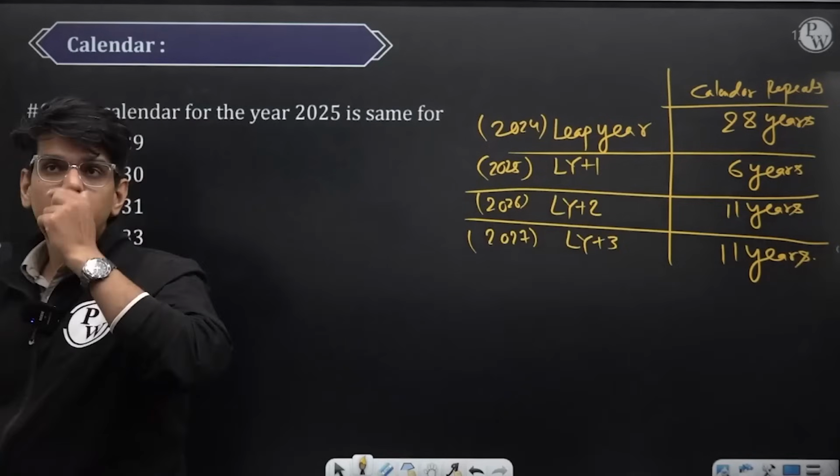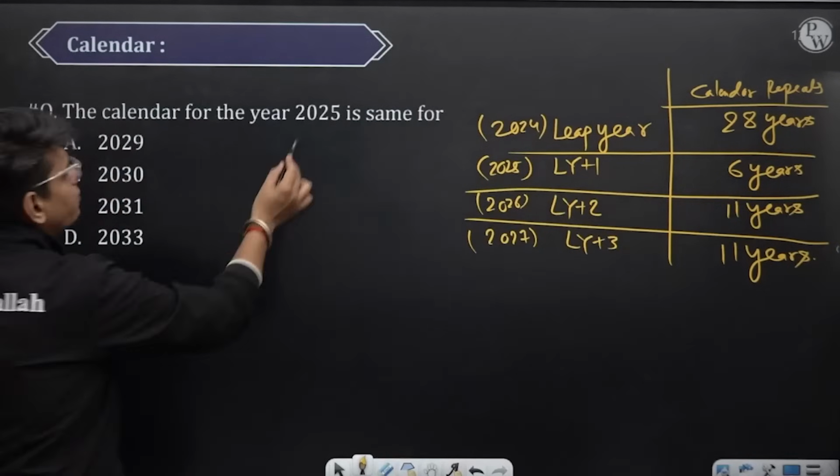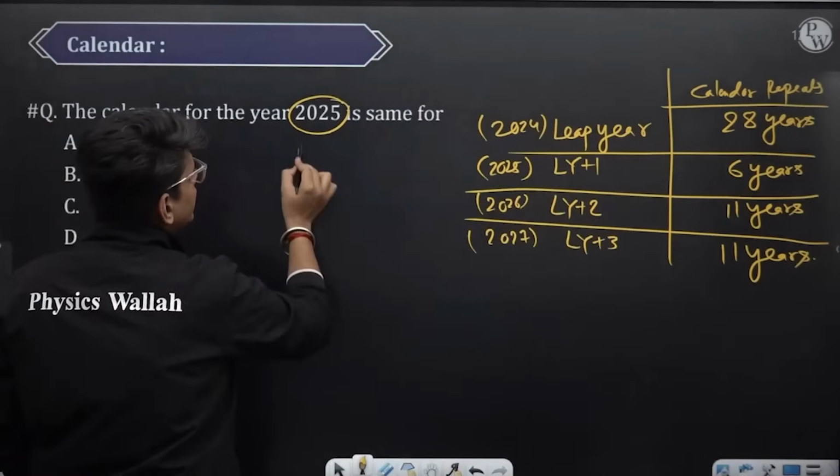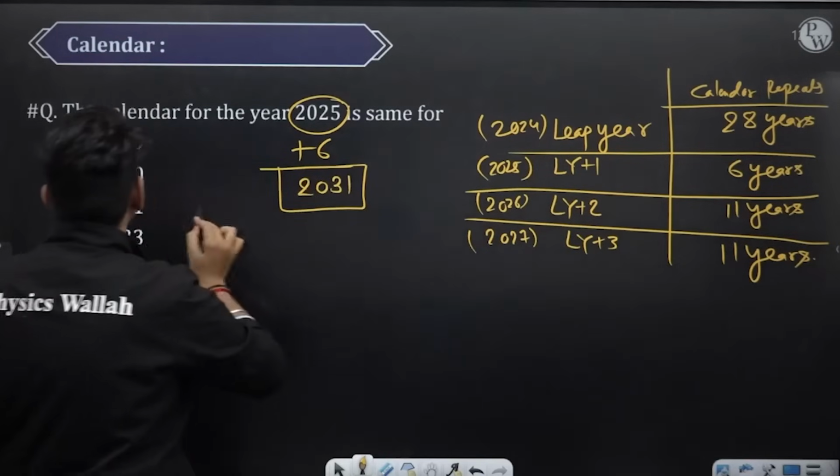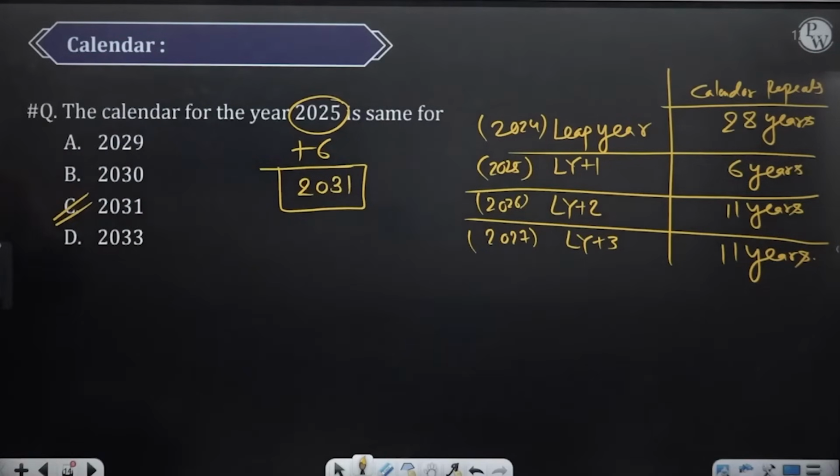So here, what do we have? We have 2025. 2025 will be repeated after 6 years. So this will be 2031. Directly you can remember this. We have PYQs based on this concept.